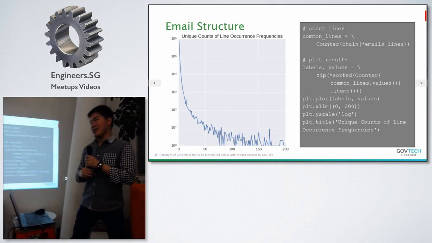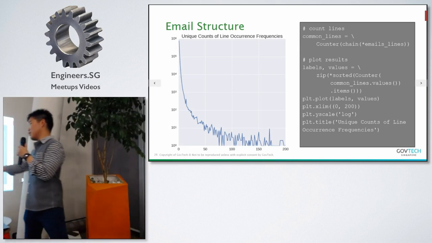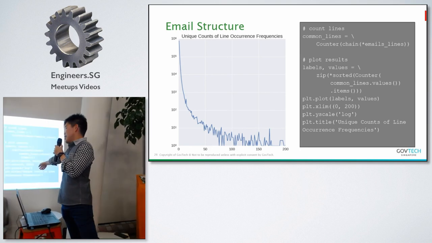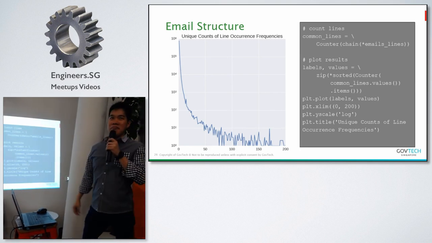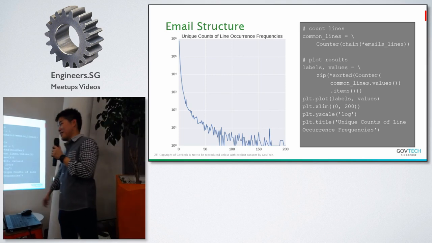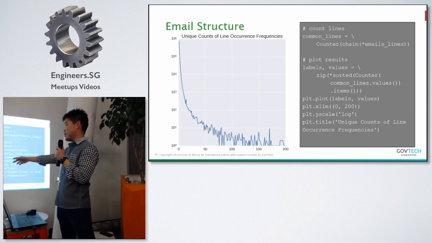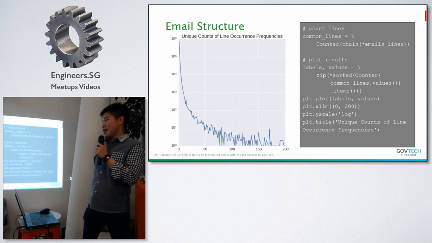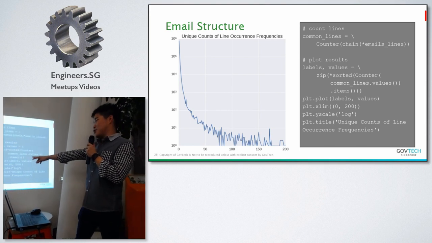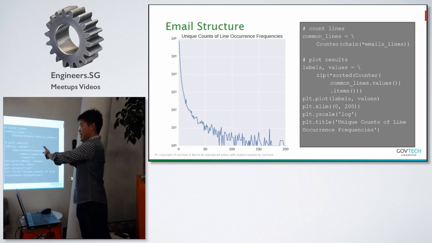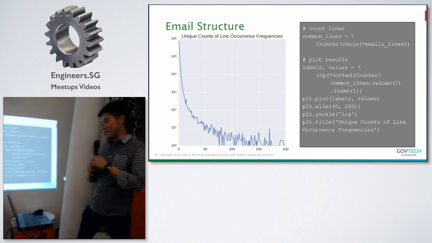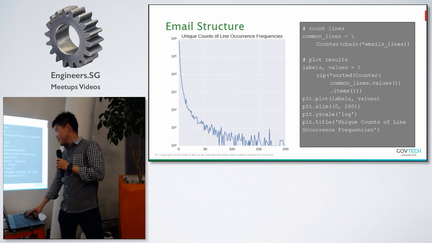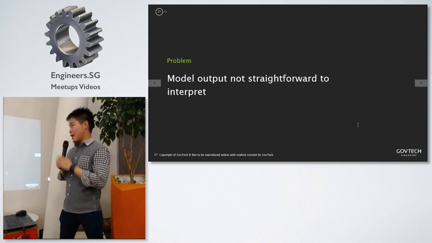So these are where the meaningful content are usually decided, and those that are repeated very often are most of the time signature tags or standardized replies. I use this to find a cutoff to remove lines that are repeated more than 100 times. So that's all I used to filter out the text.